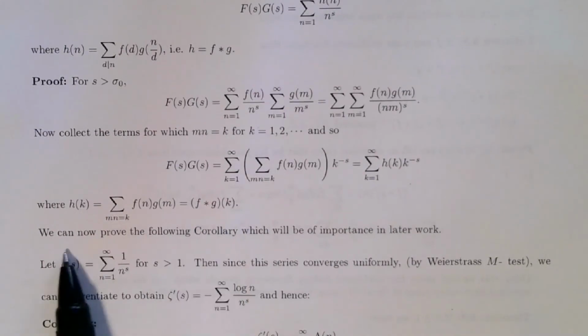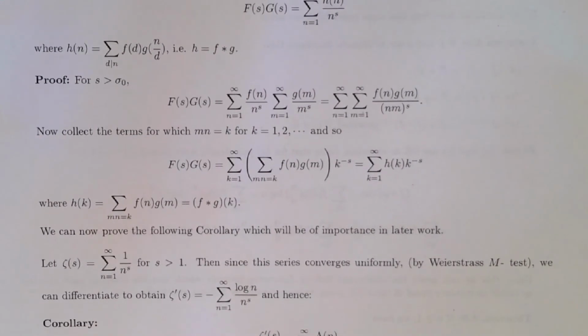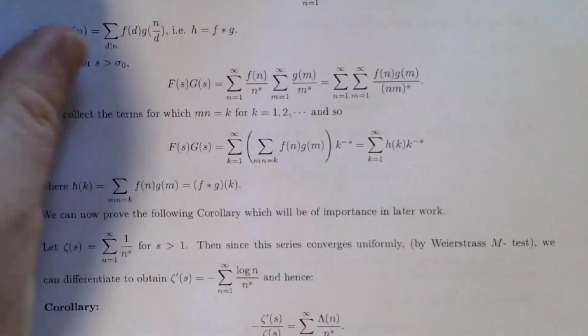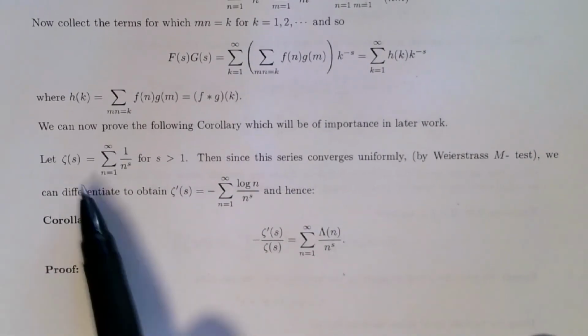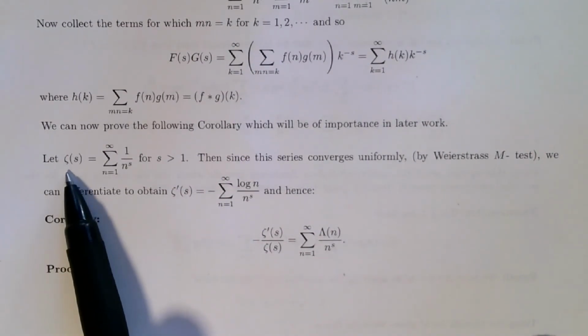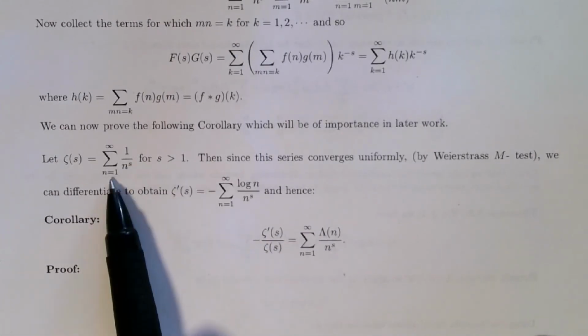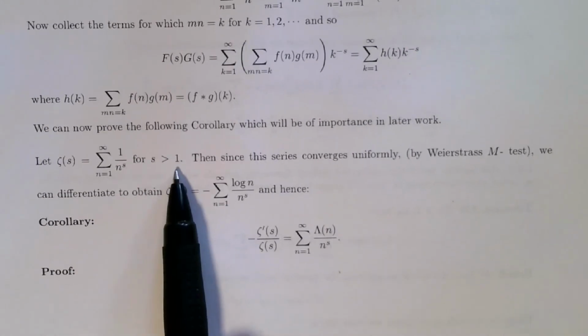We can now prove the following corollary, which will be important in later work, and it gives us a lovely connection between the Riemann zeta function, which we haven't seen much of for a little while, and the von Mangoldt function. And this again is a very important and interesting result that we will come back and look at in a lot of detail in a much later chapter. So recall that zeta of s is the Riemann zeta function, the sum of 1 over n to the s, and it converges absolutely for s bigger than 1, and uniformly.